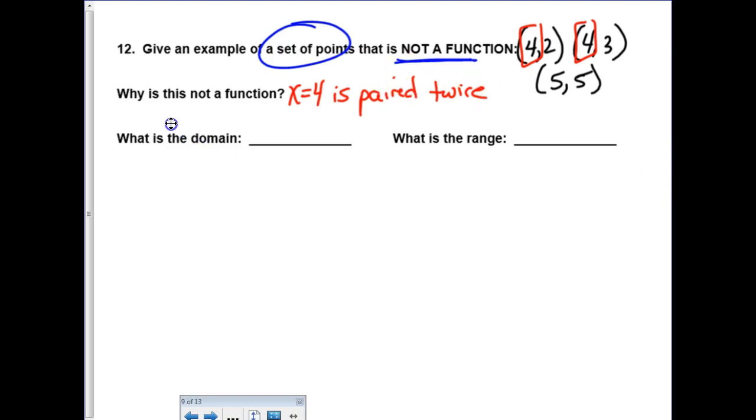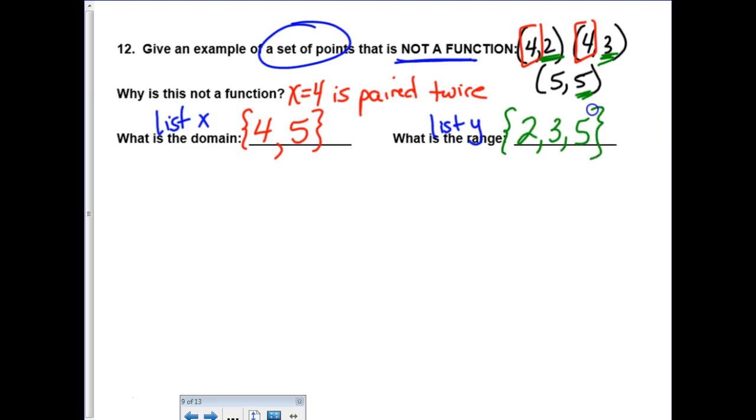What is the domain? Remember, this is just a list. You're going to list out the x's, and then for range, you're going to list out the y's. So for domain, we would list 4 and then 5. If you want to get fancy, for a list you can use set brackets, or just don't do anything if you're worried about it. Now for your y's, you have 3 different y's, so list them all: 2, 3, and 5. Again, you can leave nothing on them, or use set brackets when you are listing.